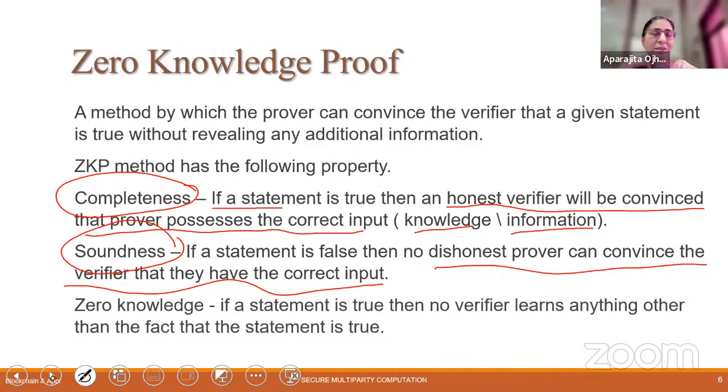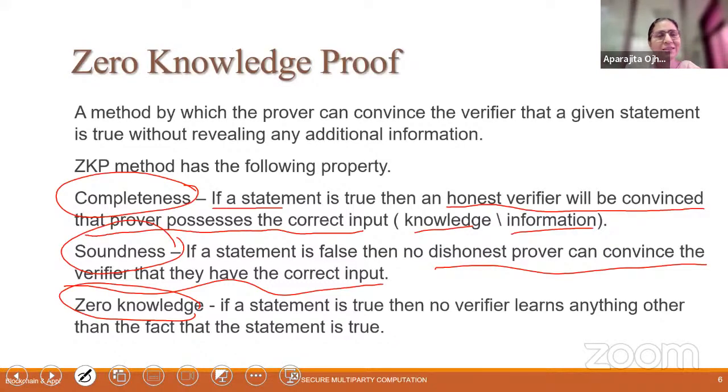The third, which is very essential, is zero knowledge: if the statement is true, then no verifier learns anything other than the fact that the statement is true, right? So if 2451 is a composite number, no verifier will be able to learn anything other than that 2451 is a composite number, right?